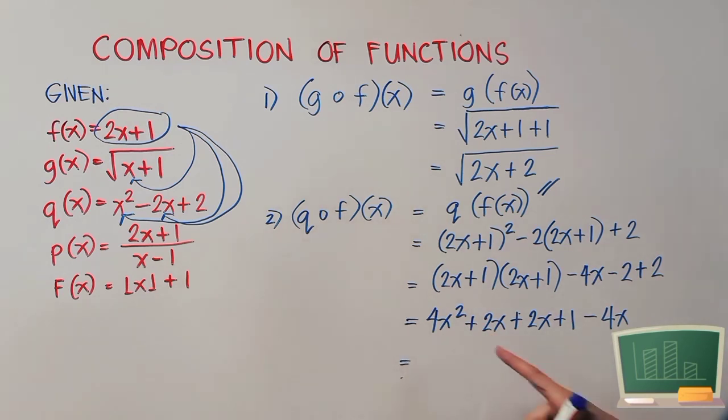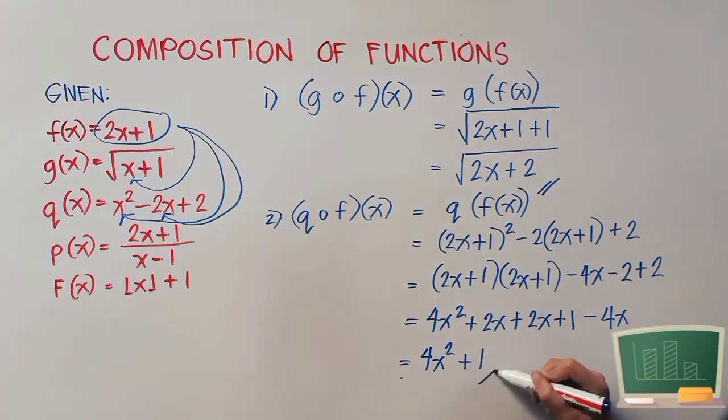Now let's combine like terms. There's only one x squared here, so we'll just copy 4x squared. And we have here 2x plus 2x, that is 4x, minus 4x, that's equal to 0, so we're only left with plus 1. So this is our final answer.